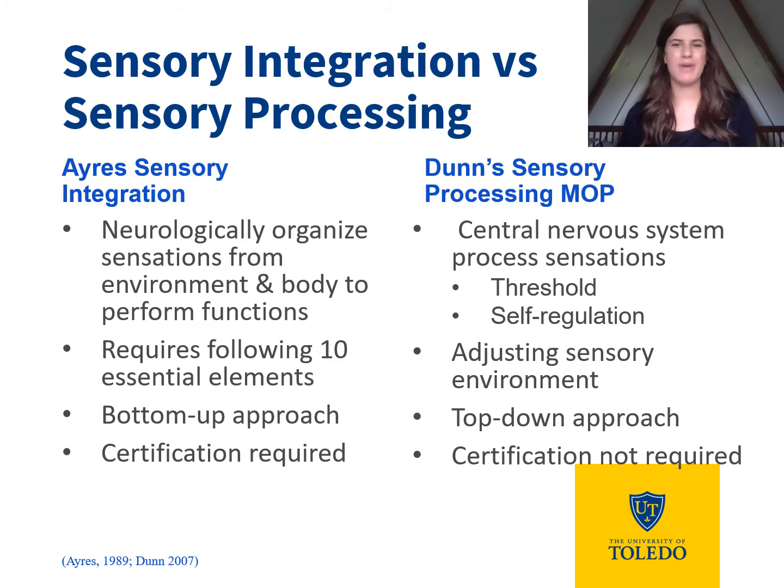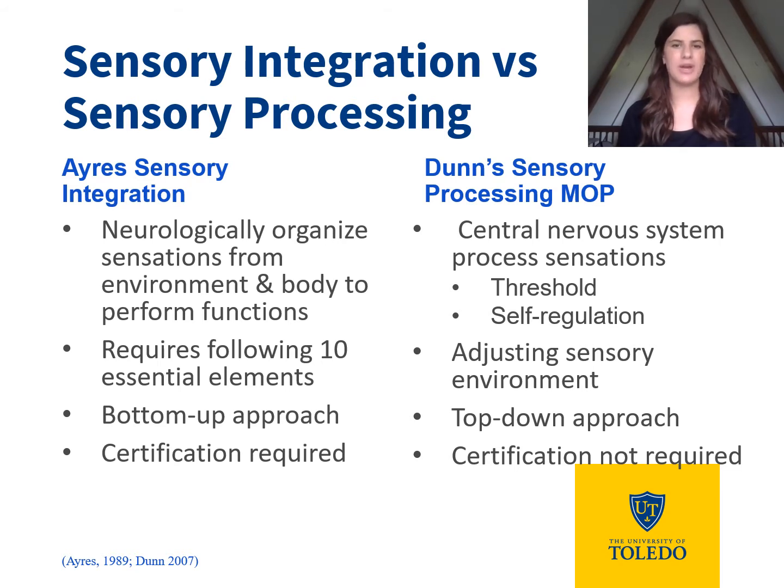Before we go into details about the model practice, it is important to understand the difference between Ayres sensory integration and Dunn's sensory processing model practice, as they both contain information about processing sensations. Ayres integration states that sensory integration is a neurological process of organizing information provided from the environment and from the individual's body to lead to functioning within the environment. Sensory integration requires 10 essential elements to be completed during interventions. This model of practice uses a bottom-up approach as it focuses on improving fundamental neurodevelopment aspects of the individual. Additionally, the therapist must receive special certification to provide sensory integration interventions.